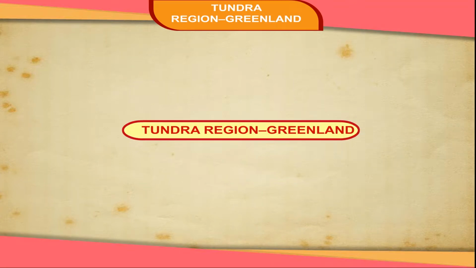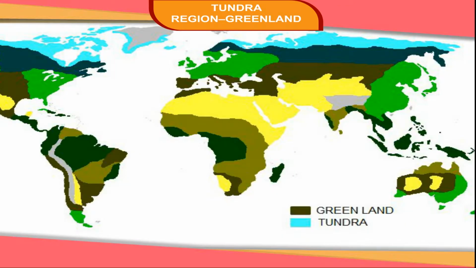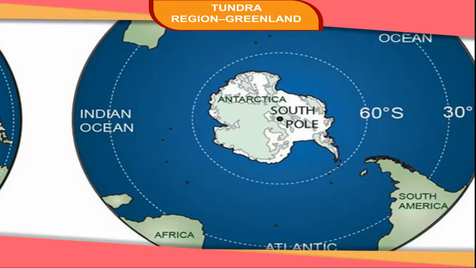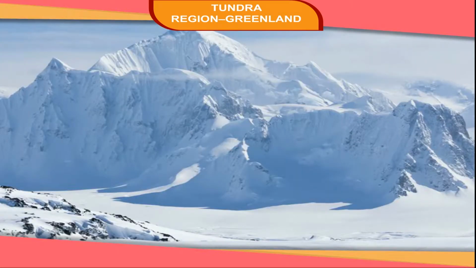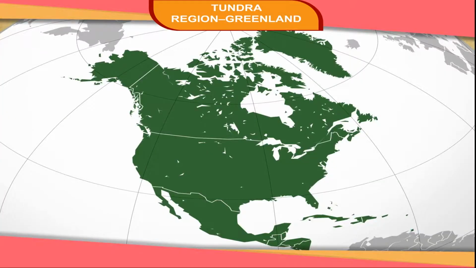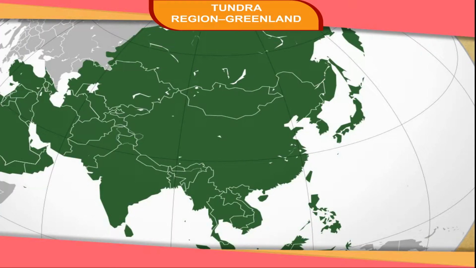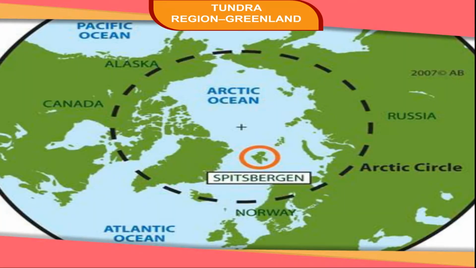Tundra region, Greenland. The regions around the North Pole and the South Pole are very cold and icy. These regions are called the polar regions. The coldest places in the world are found in the polar regions. The region around the South Pole has no permanent settlements. The region around the North Pole is the Arctic.